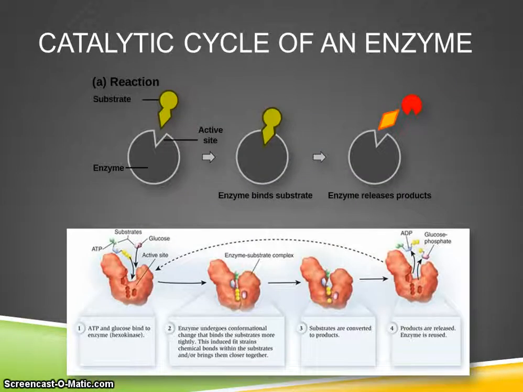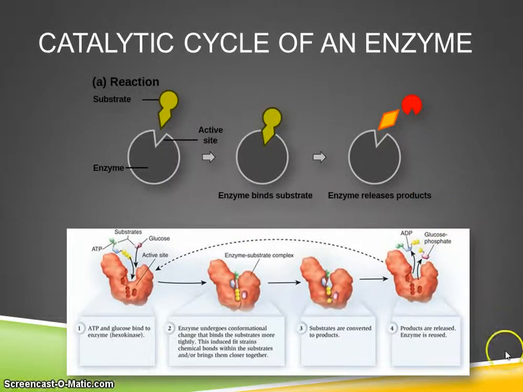So let's take a look at the catalytic cycle of an enzyme. So here we can see this very easy to see diagram. So the first thing that happens is we have an enzyme and a substrate will come along that fits into it and bind to it. So once the enzyme binds to the substrate, a chemical reaction will occur between the molecules in the substrate and the enzyme, and then the enzyme will ultimately release the incoming substrate as a product. So usually two products will form.